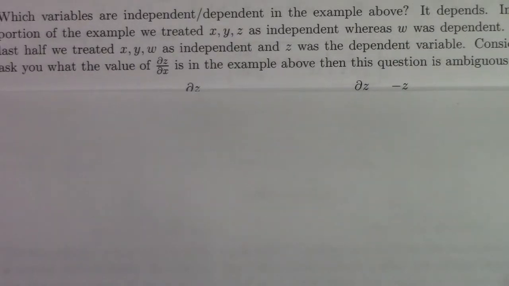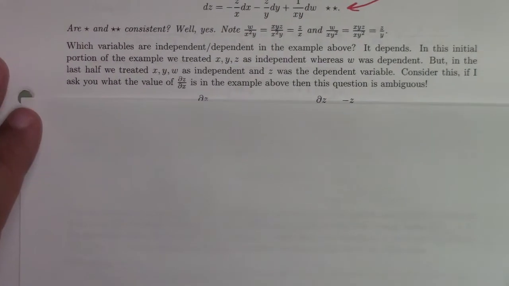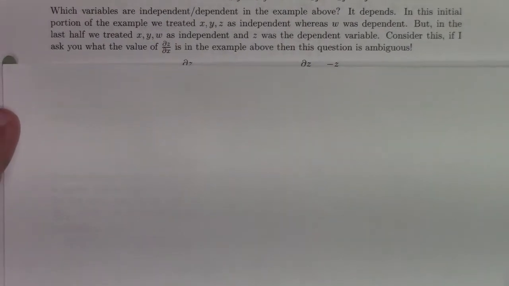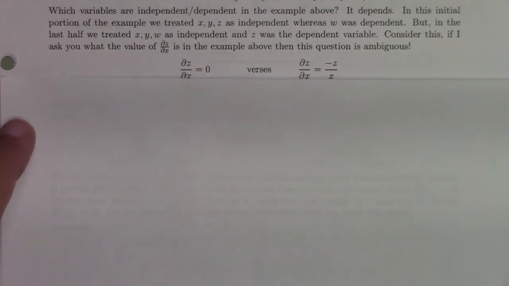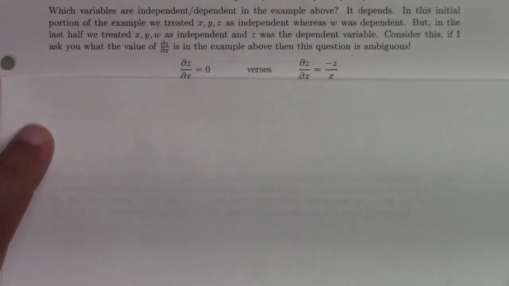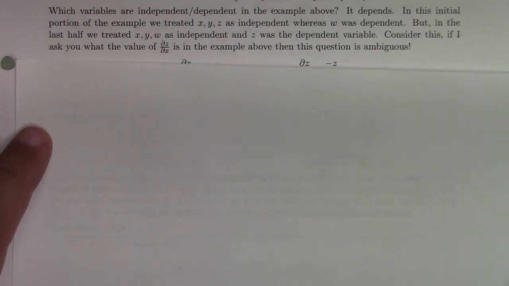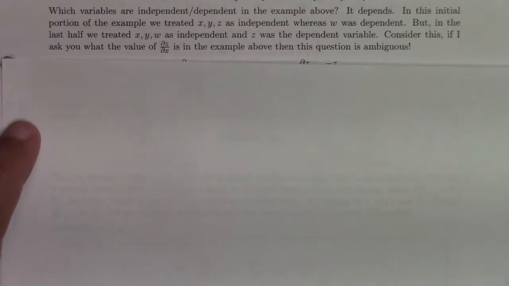I have an example I show everybody who takes Calculus 3 with me, because this is a point which is neglected in usual books, and it's unfortunate because it actually matters. So in this example I just went over above, which variables were independent, which variables were dependent? In the initial portion of the example I treated x, y, z as independent, whereas w was dependent, but then in the last half I thought of x, y, and w as independent, and z was the dependent variable, right?